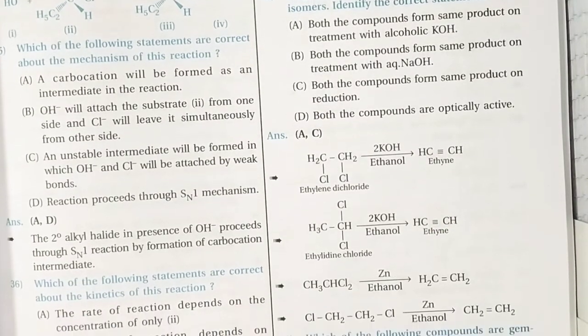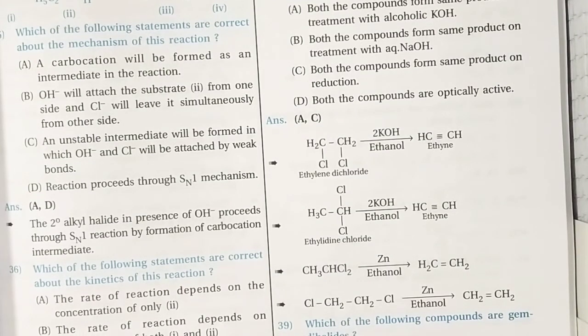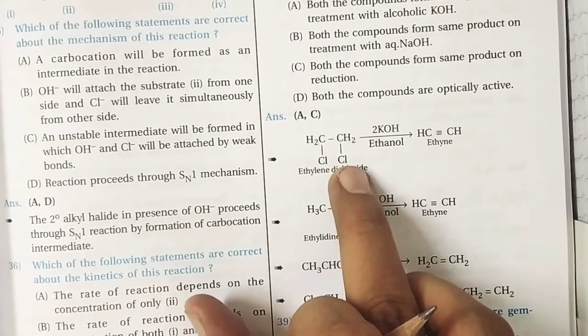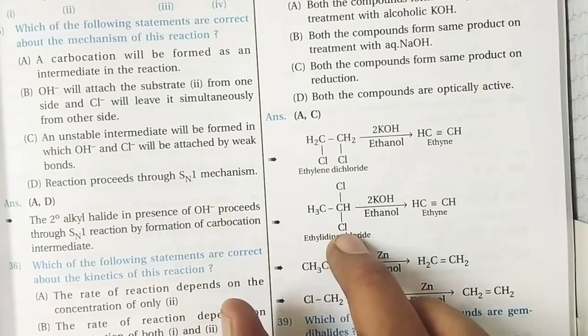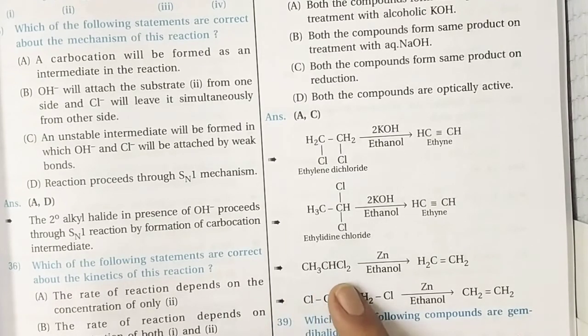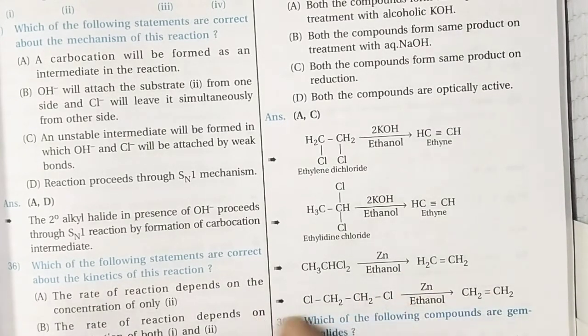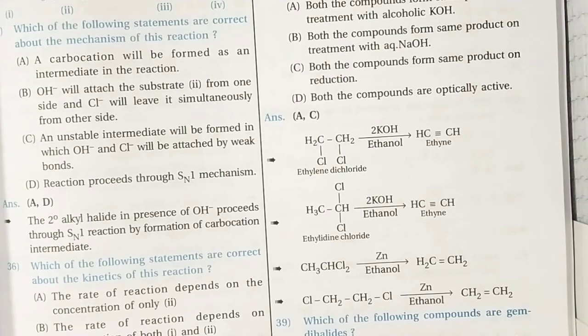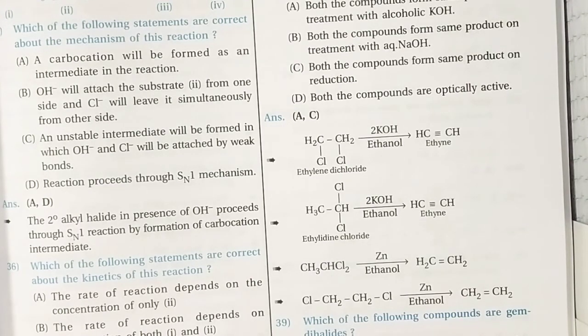Number 2, what is given? Both the compounds form the same product on treatment with aqueous NaOH. No, because if we perform these reactions with OH and OH, we get ethane-1,2-diol. Here it is ethane-1,1-diol, but this diol is not stable, because a geminal diol is converted into an aldehyde. Next, both the compounds form the same product on reduction? Yes, definitely, because this geminal dichloride, in the presence of zinc and ethanol, gives a certain type of reaction like that, while 1,2-dichloroethane gives the same product. Okay, fine. And both the compounds are optically active? Not at all, neither is optically active.